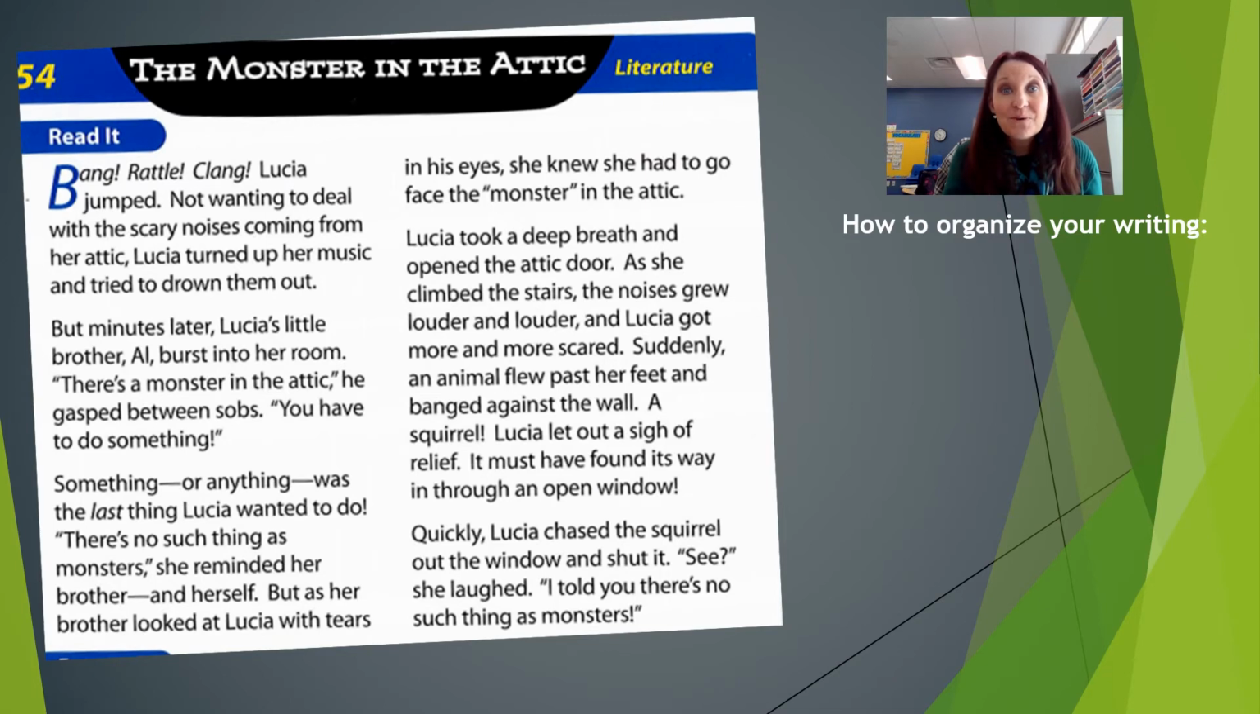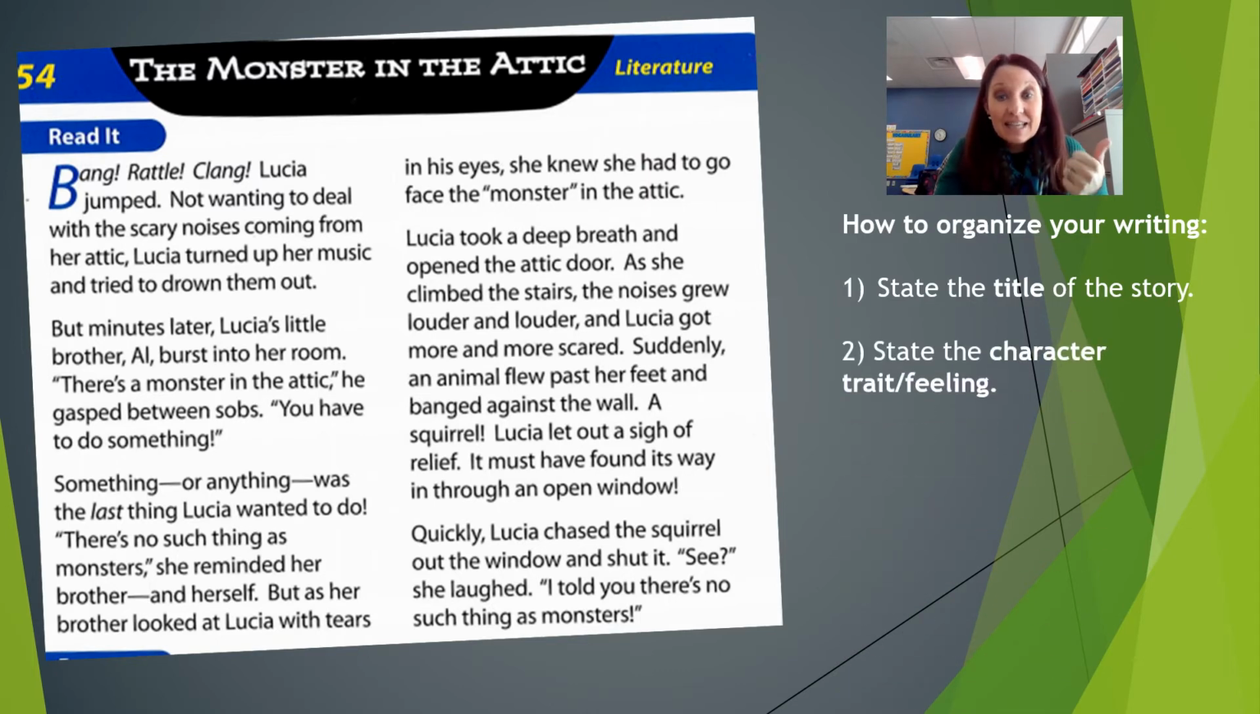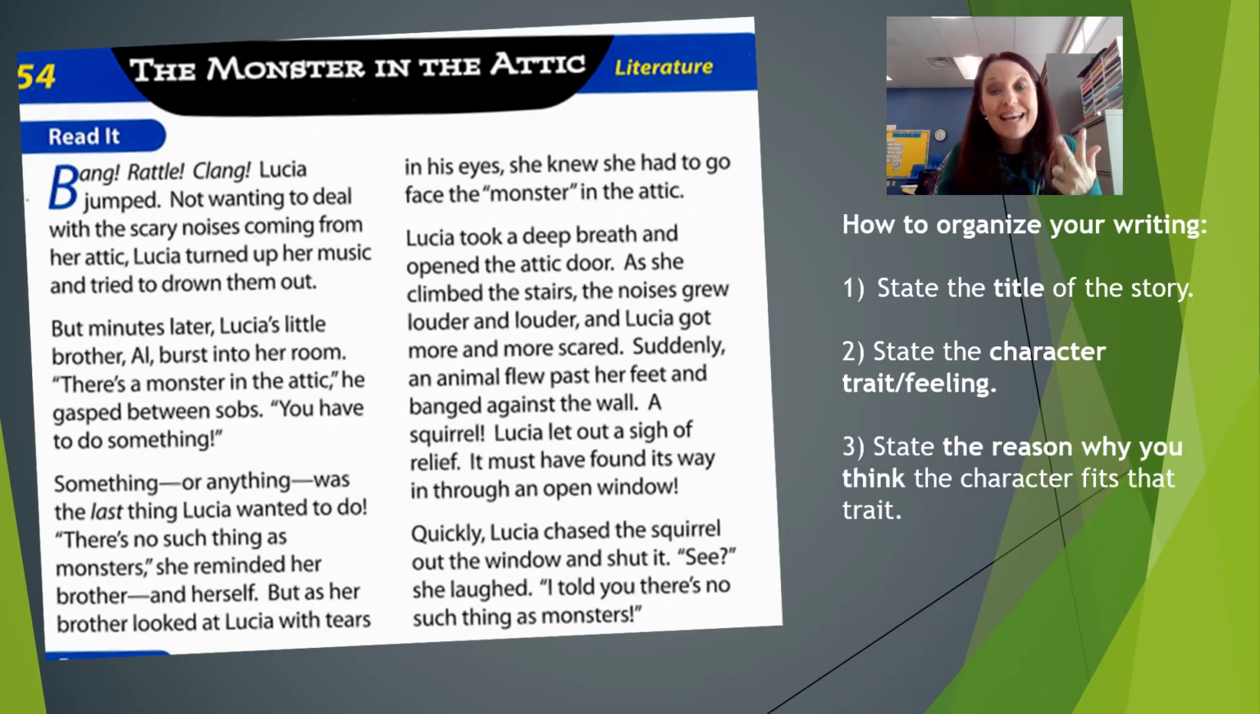Okay, let's do a quick reminder of how we're going to organize our paragraph writing. The first sentence is going to have the title of the story, which is The Monster in the Attic. The same sentence is also going to state the character's trait or feeling, and in this case, we're talking about, is she brave? So that's our character trait. And then the third thing that we're including in that same sentence is the reason that we think that the character fits that trait, why do we think that Lucia is brave?